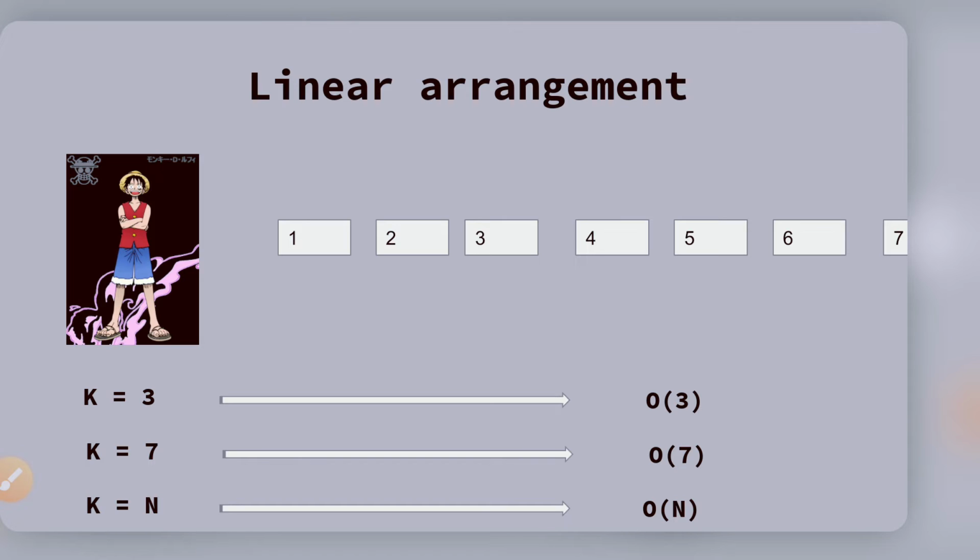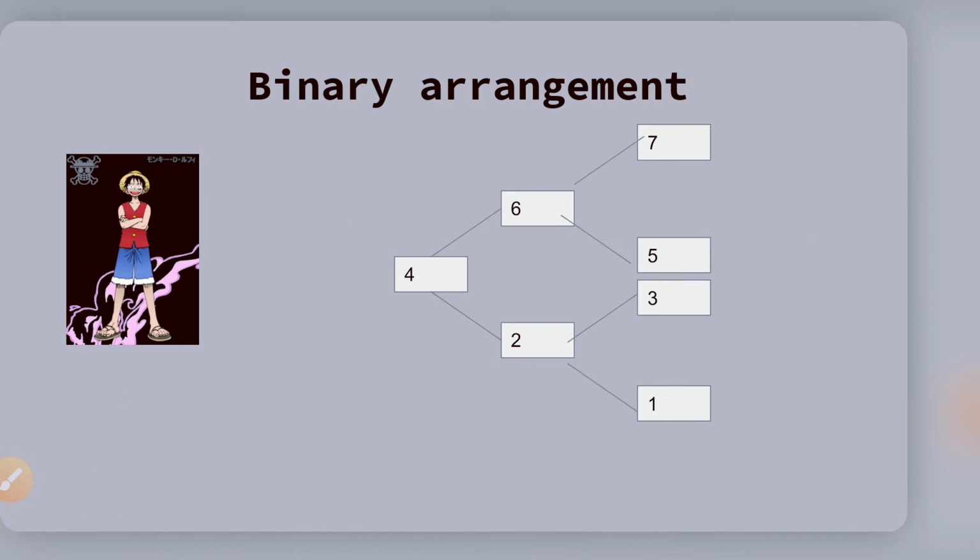Now coming to our second arrangement, that is known as binary arrangement. Here we have arranged the bricks in such a manner that the number lesser than the node is added to its left side and the number greater than the node is added to its right side. That is, 6 is greater than 4, so we have added 6 to its right side and 2 to its left side.